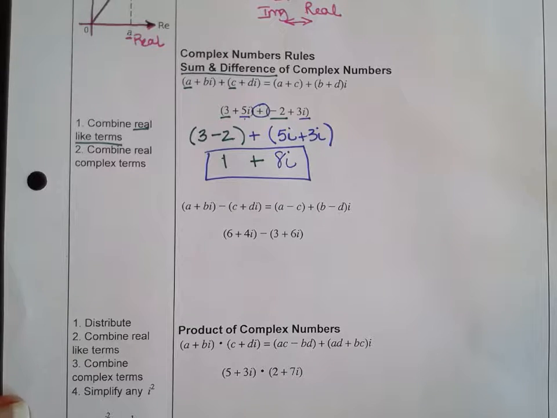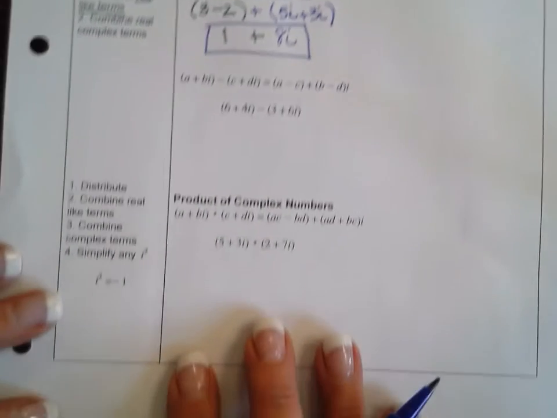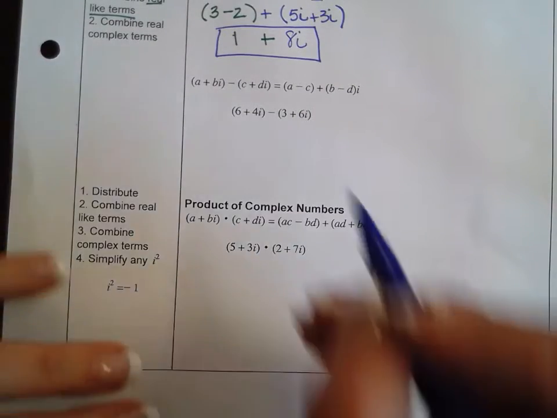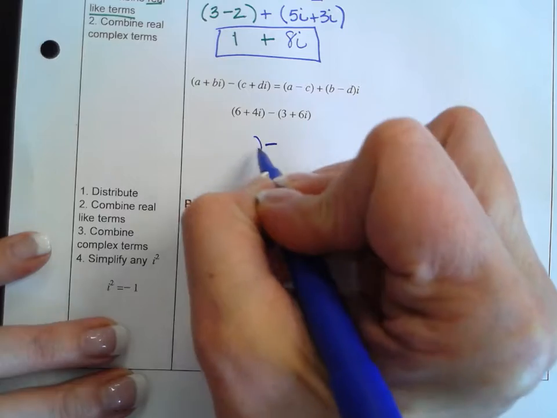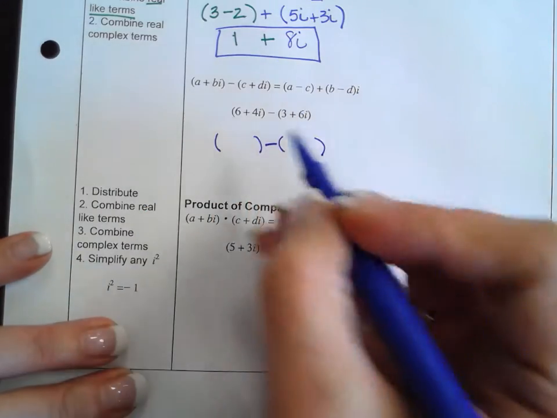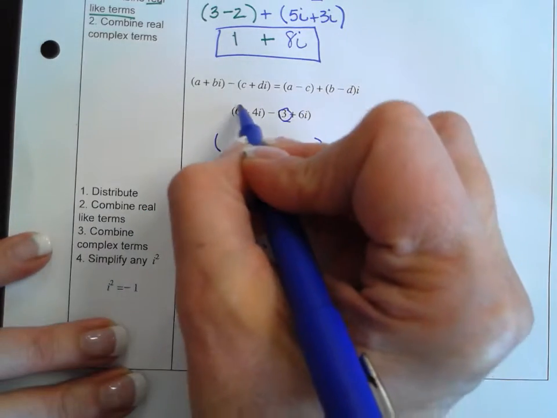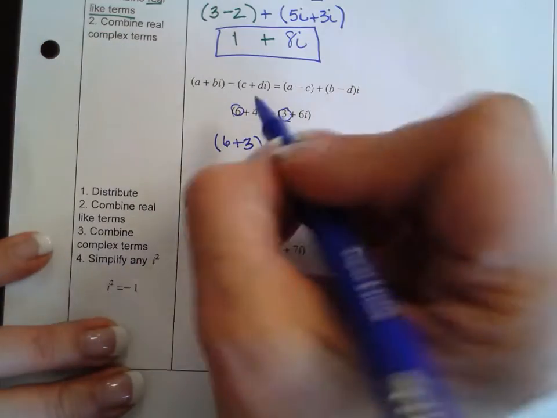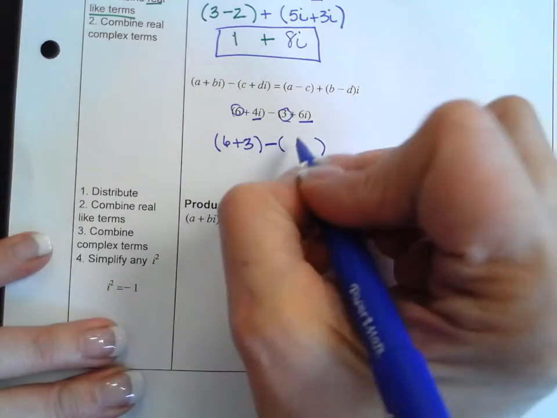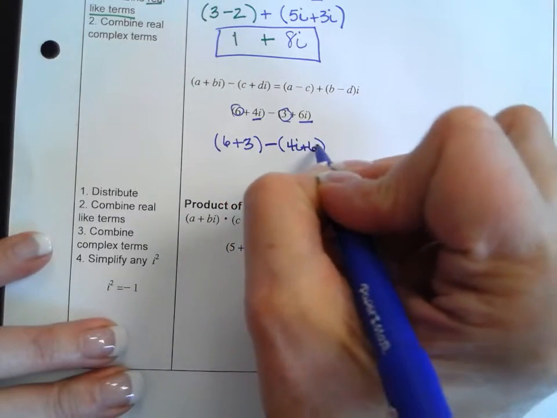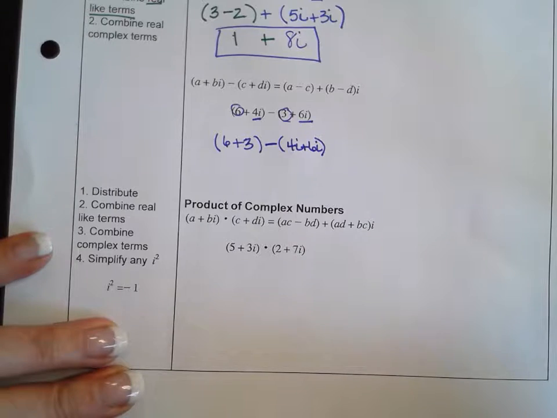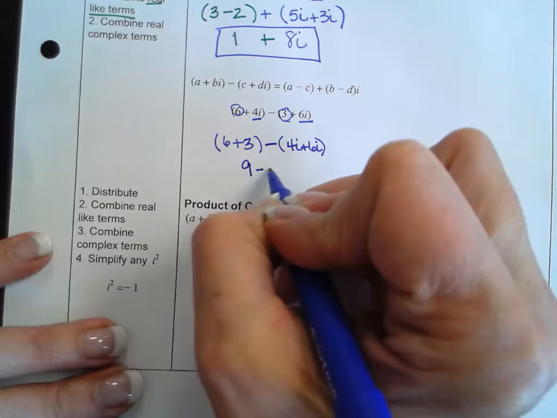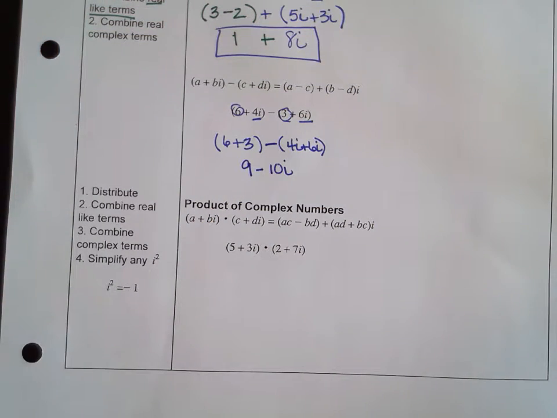Okay, good, easy peasy. Lemon squeezy. All right, now, when you're doing a subtraction, you just move your subtraction down kind of thing, and then you just move your numbers over. So this becomes 6 plus 3, and then it's going to be 4i plus 6i. And so then I'm going to have 9 minus 10i.